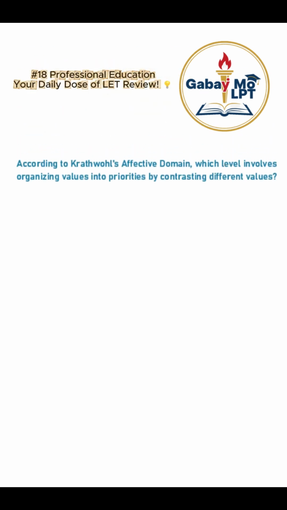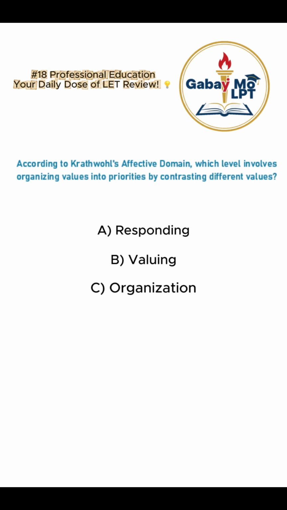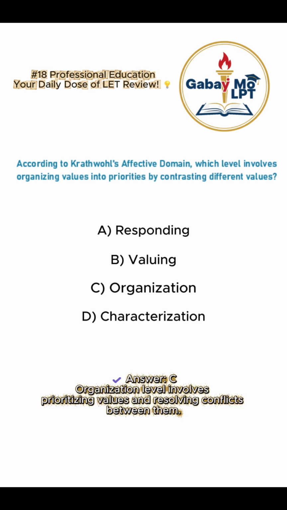According to Krathwohl's affective domain, which level involves organizing values into priorities by contrasting different values? A. Responding. B. Valuing. C. Organization. D. Characterization. Answer: C. Organization level involves prioritizing values and resolving conflicts between them.